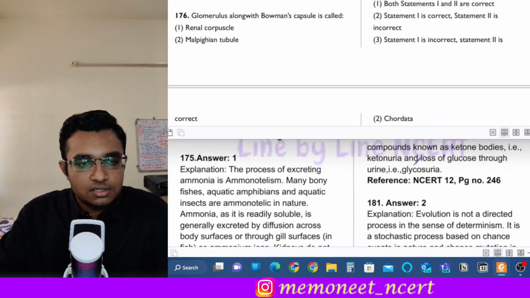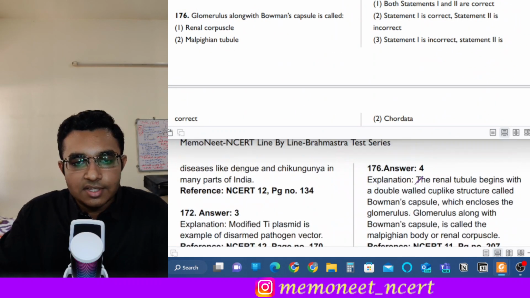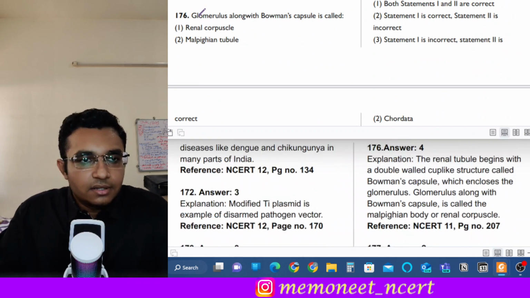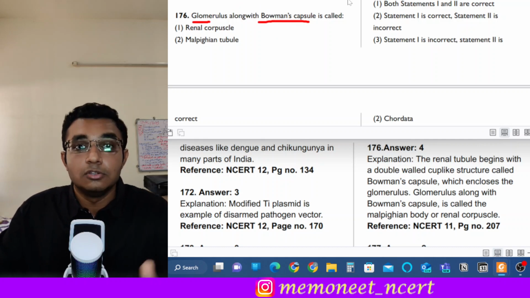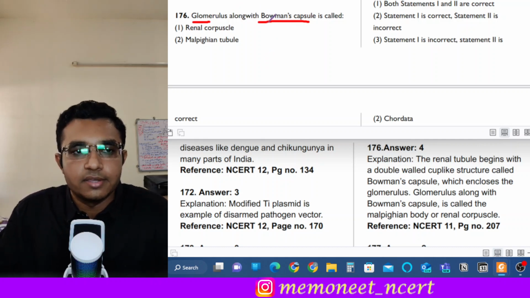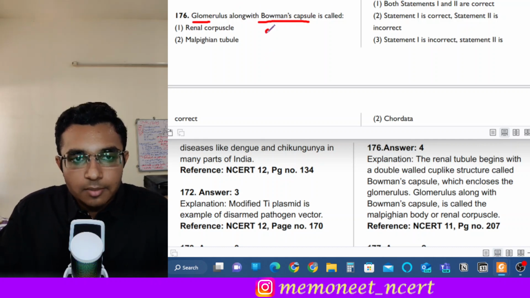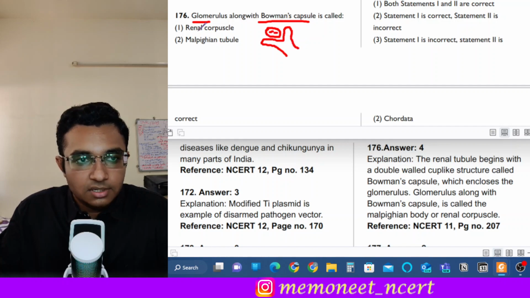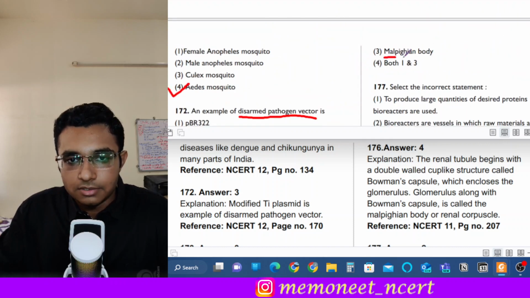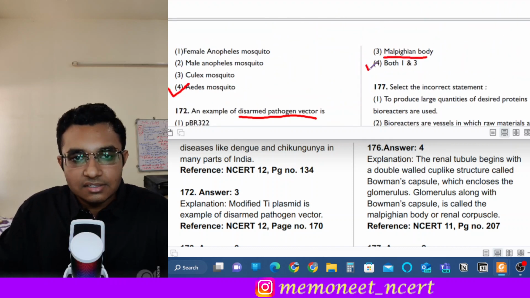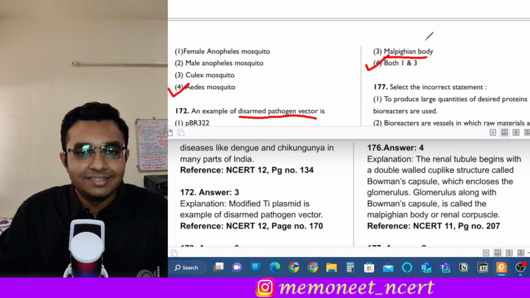Moving on to the next question, question number 176. It states that glomerulus along with Bowman's capsule is called. Now see, you might remember that we have discussed already when glomerulus and Bowman's capsule are together called as what? First of all, they can be called renal corpuscle, and they can also be called Malpighian body. Okay, so the correct answer is option 4, both 1 and 3.